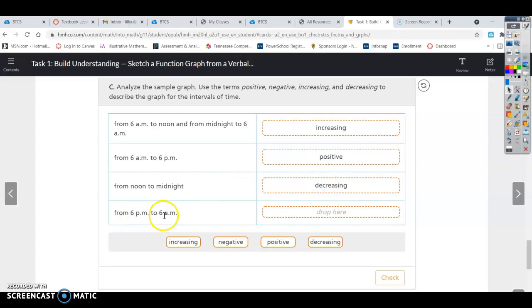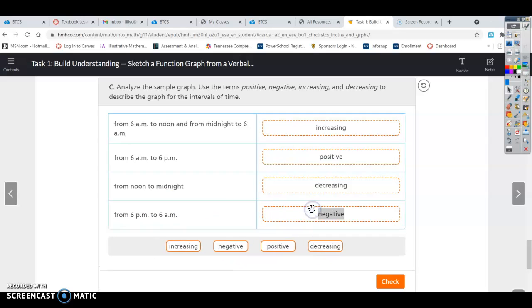And then from 6 p.m. to 6 a.m., that's all when the sun is set. So those are all negative values. And then you can hit check. Hopefully you got the same answers that I did.